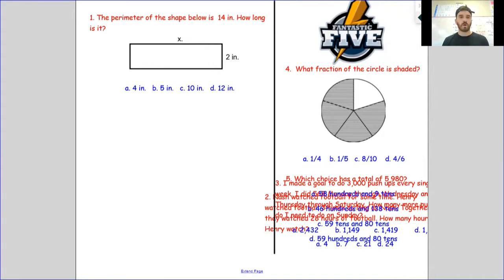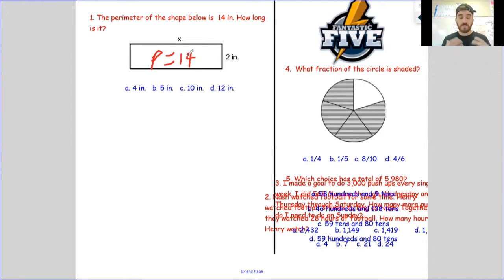So we're going right into number 1. The perimeter of the shape below is 14 inches. How long is it? Yours is worded a little differently, because I think on yours it says it's 2 inches wide. I've just got it in the picture. As soon as you read that, you should be drawing that rectangle and putting that 2 on the side. I also would put perimeter equals 14 inches, either inside or outside, somewhere around that rectangle. That way it's going to help you solve your question.